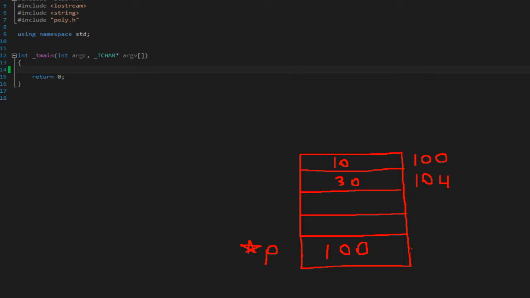So one of the things that pointers can do that references can't, and I'll get into references in future tutorials, is they can be reseated. So what I mean by that is if we have this pointer here pointing to the address 100 up here, somewhere else in our code we can actually reseat this pointer to point to address 104.